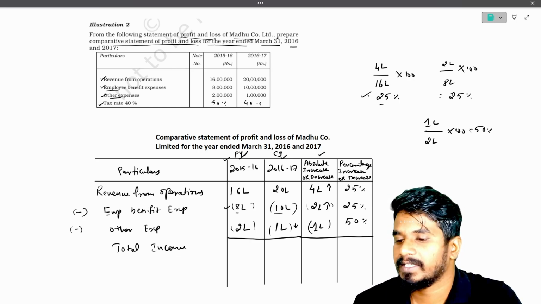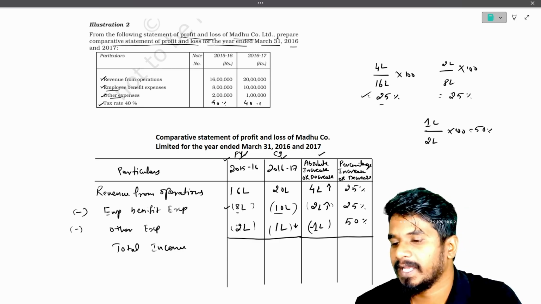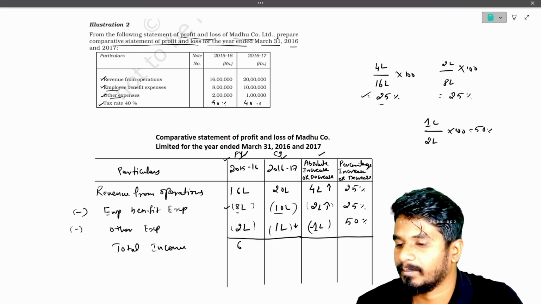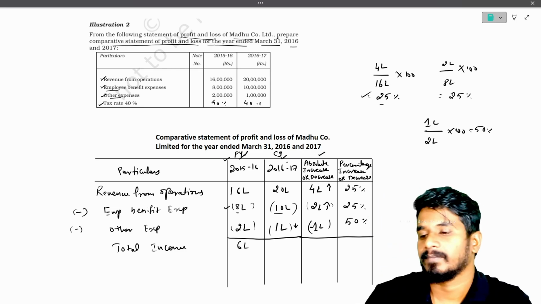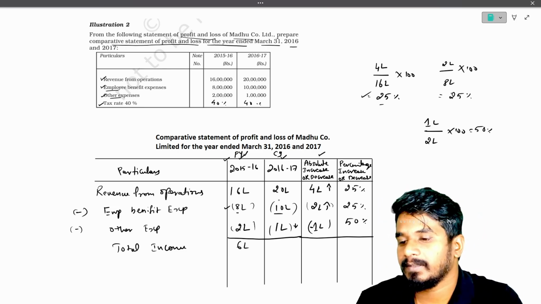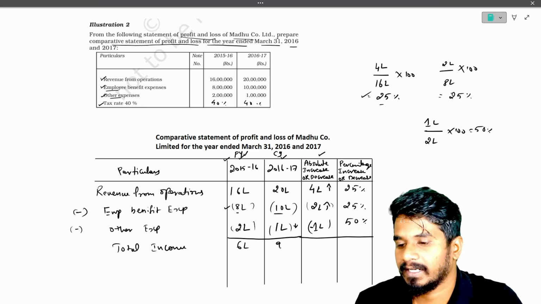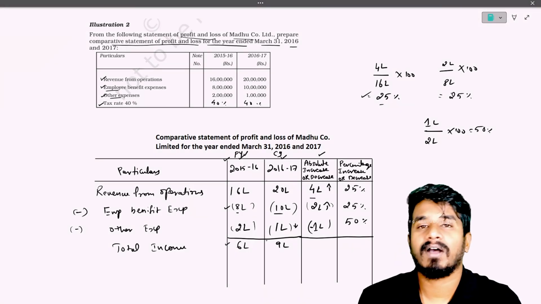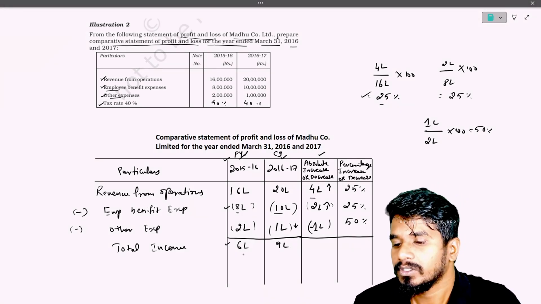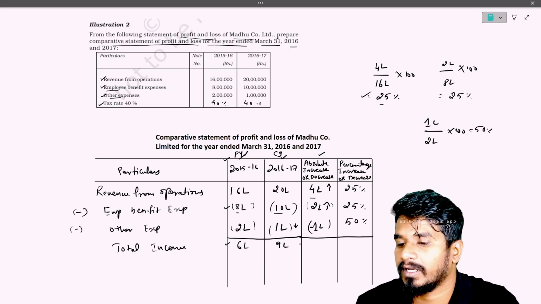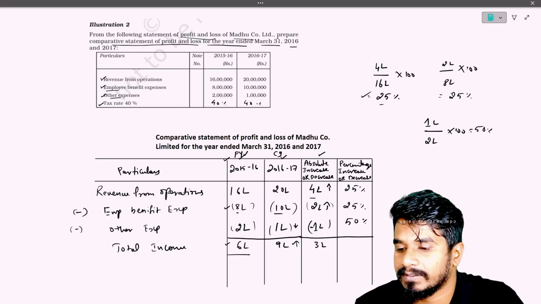Obviously 16 lakh minus 8, remaining 8 minus 2, will remain with 6 lakh as total income for 15-16. Now for 16-17, obviously remaining 9 lakh rupees. Now we need to find out the absolute increase or decrease. So what is the increase or decrease? It has increased around 3 lakh rupees.